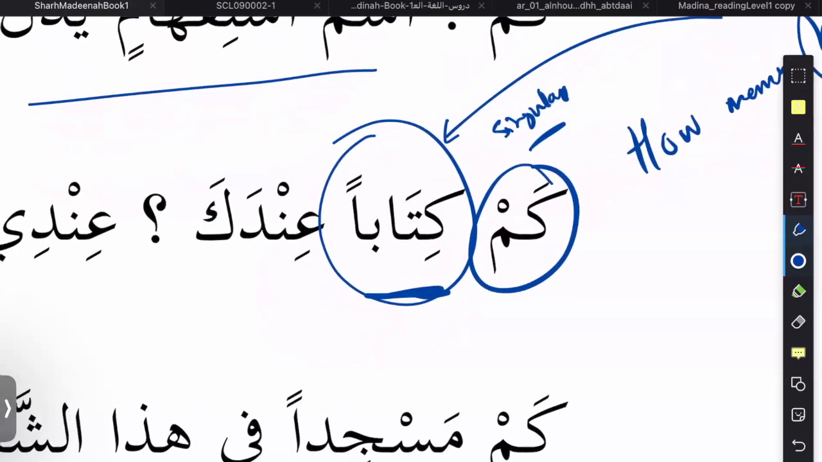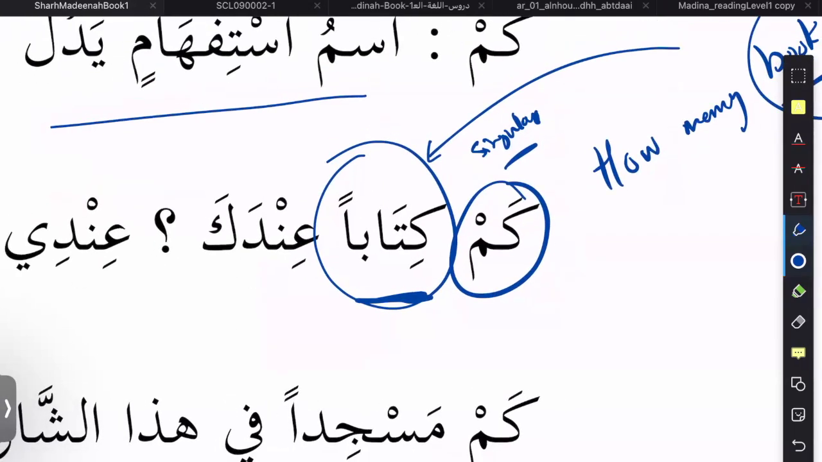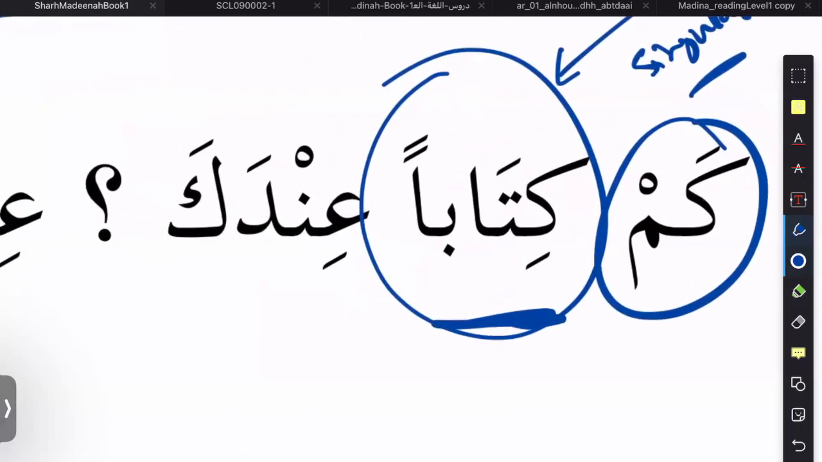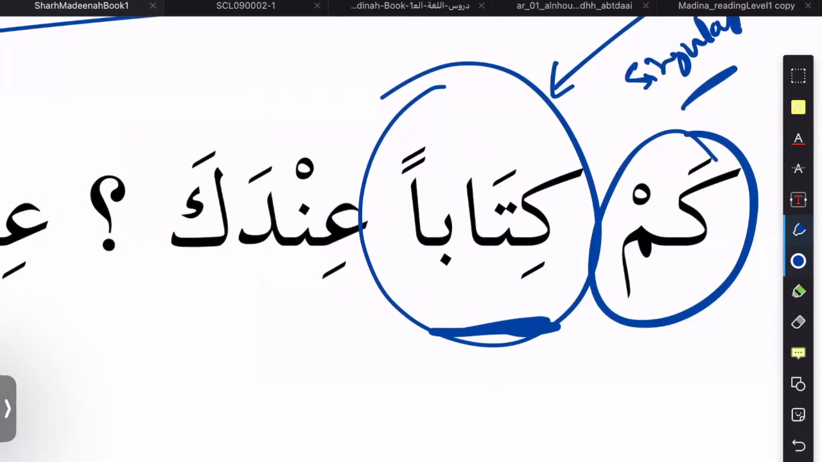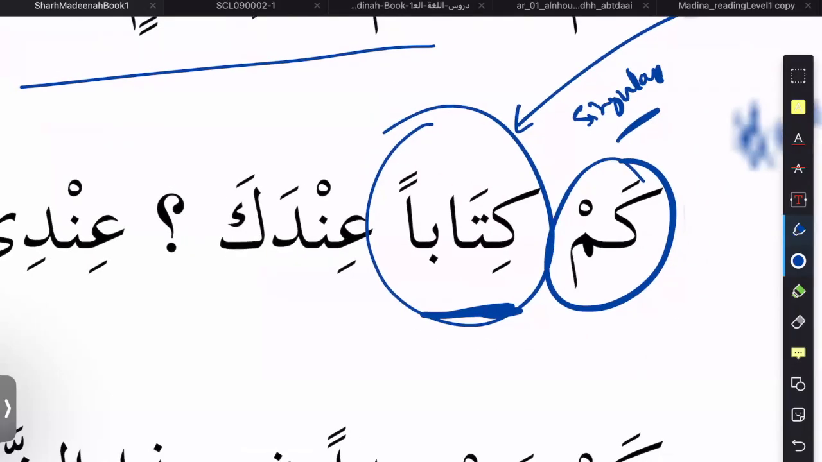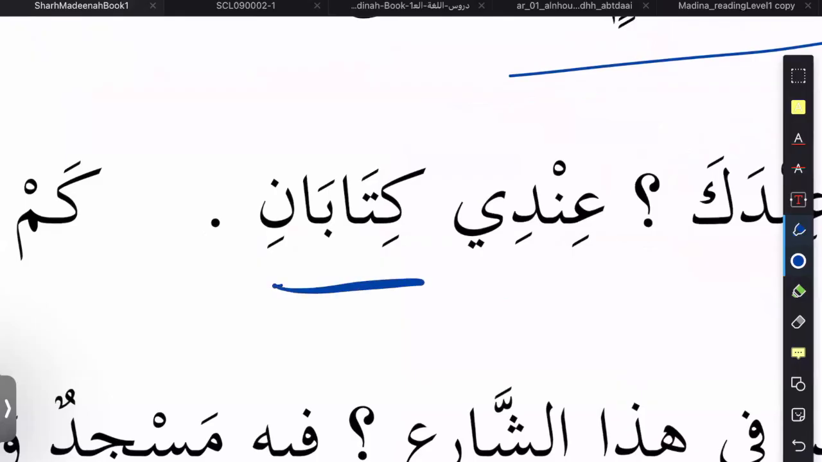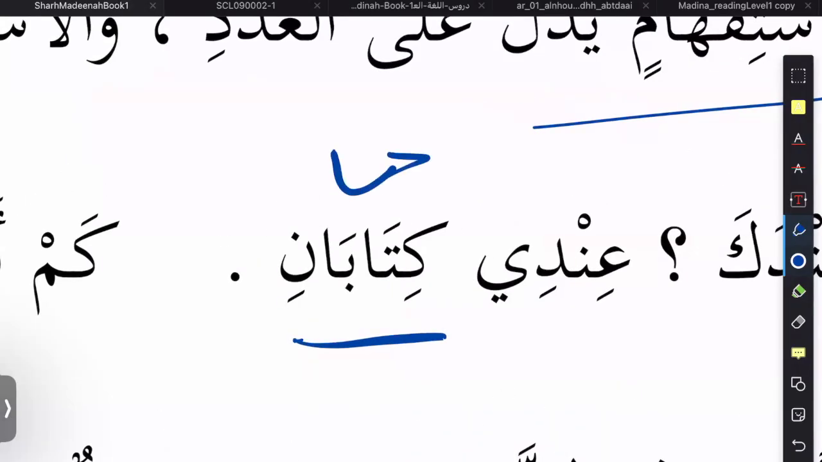The second rule is that, as the author mentioned, it will be in a mansub state, so that means it will take a fatha. And because this is indefinite, even in English we wouldn't say how many the books, we say how many books. So because it is indefinite, we have tanween. So kam kitaban. How many books do you have? You say indi kitabani, I have two books. And you can also say indi kitabun, I have a book.